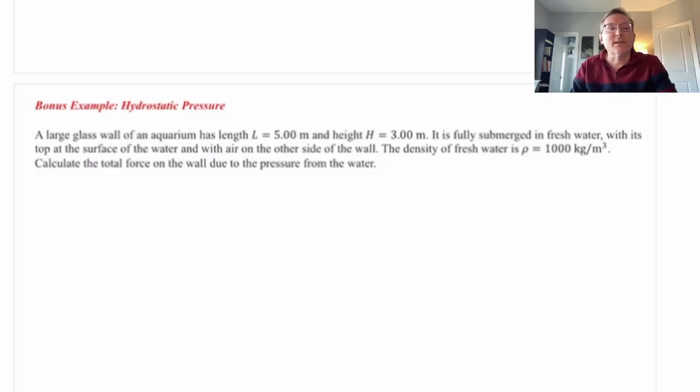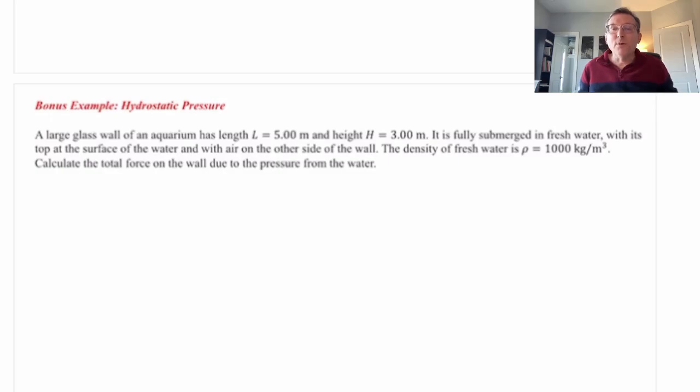We have a large glass wall of an aquarium, and it has length 5 meters. Okay, sorry about that. We have a large glass wall of an aquarium. The wall has a length L of 5 meters and a height H of 3 meters, so it's quite large. And the aquarium is fully submerged in fresh water with its top at the surface of the water. In other words, the water completely fills it. And with air on the other side of the wall. The density of fresh water is rho equals 1,000 kilogram per meter cubed. Here's the question. Calculate the total force on the wall due to the pressure from the water.